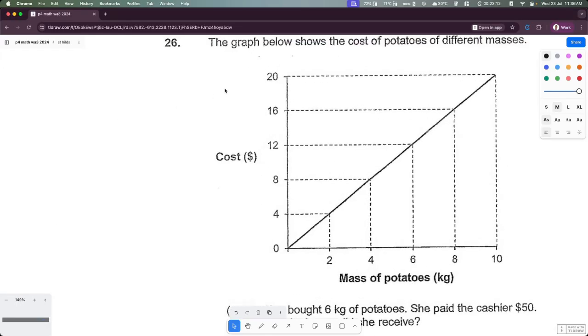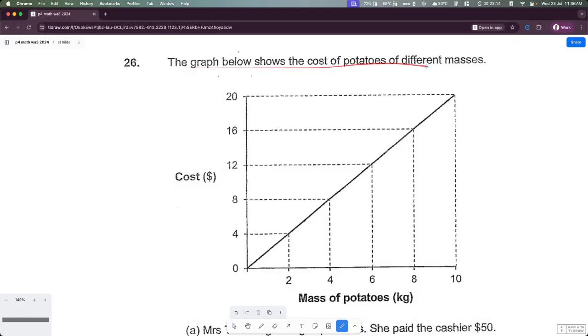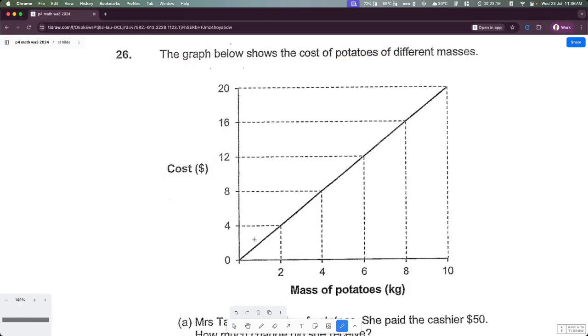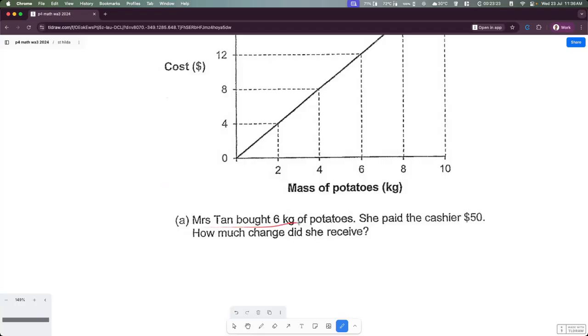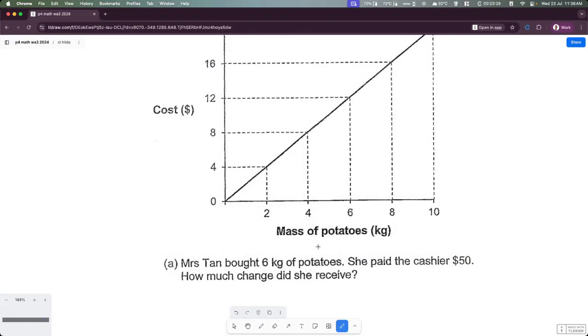It says here, the graph below shows the cost of potatoes of different masses. So 2 kg is how much? 4, 6, 8, and 10. Mrs. Tan bought 6 kg of potatoes. She paid the cashier $50. How much change did she receive?